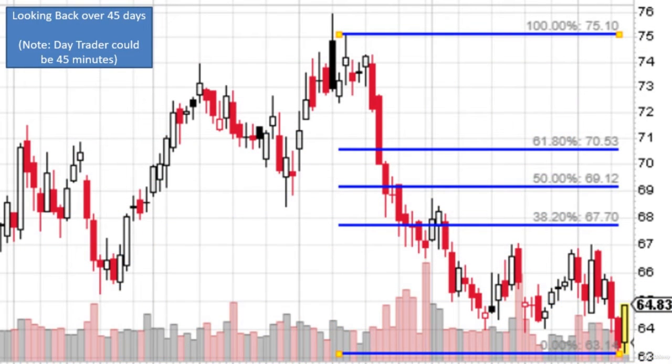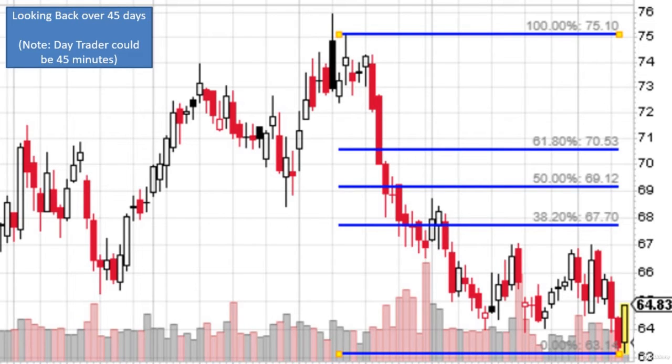So if we look at this as a real security here, and I've set the look back period for 45 days. I know this is periods. I happen to choose days. If you're a day trader, you might choose this as 45 minutes for your Fibonacci level. It would actually come up with the same thing if this was within, let's say, a day time frame.